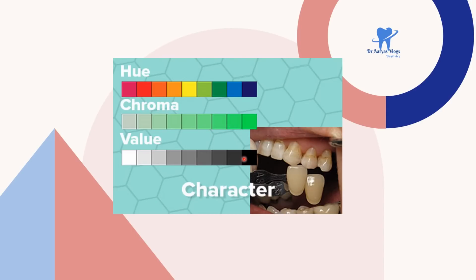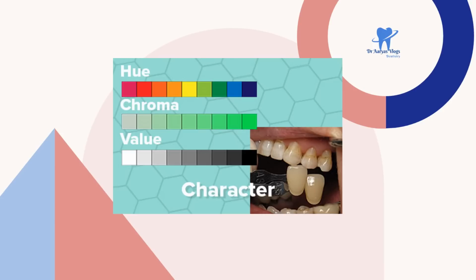What is brilliance or value? It denotes the lightness or darkness of an object. It is actually the dilution of color with either black or white to produce darker or lighter shades respectively. In people with light skin color, teeth with lighter shades should be chosen and vice versa.